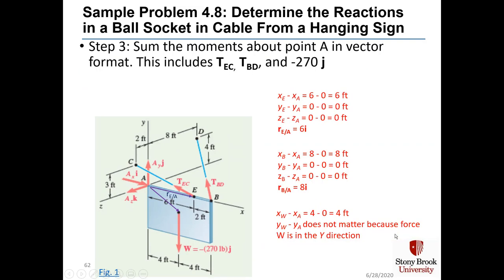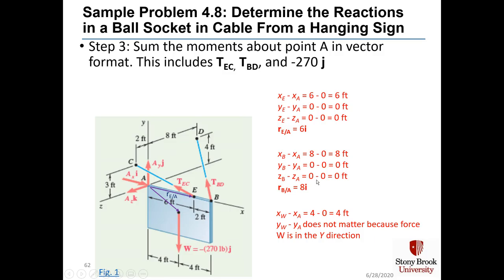Now we will sum the moments about point A in vector format. The three forces will be T sub EC, T sub BD, and our minus 270J. We have to define the position vectors, which are going to be a lot easier this time. R from E to A only changes its x coordinate, and that's just 6 minus 0, so R is 6i. R from B to A changes only the x coordinate, and that's 6 plus 2 is 8. So R of B slash A equals 8i.